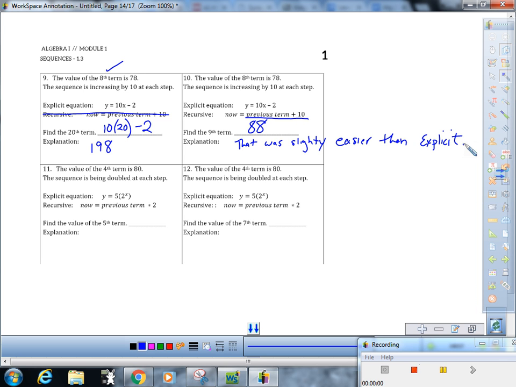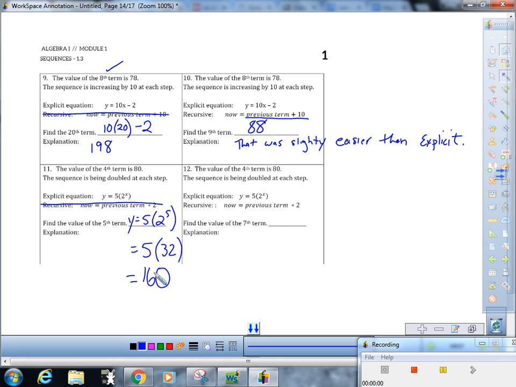Okay. Number 11. The value of the 4th term is 80. The sequence is being doubled at each step. Find the value of the 5th term. Well, we don't have the 4th term. So what we're going to have to do is plug in a 5 for x into the explicit equation. So y will equal 5 times 2 to the 5th power, which is equal to 5 times 2 to the 5th, 2, 4, 8, 16. It's 5 times 32, and I believe that is 160.